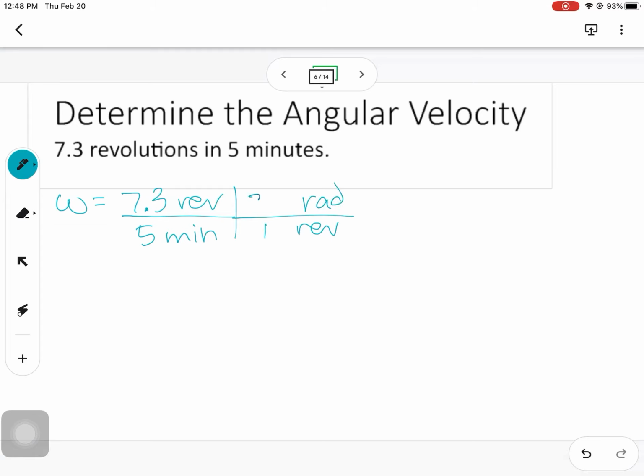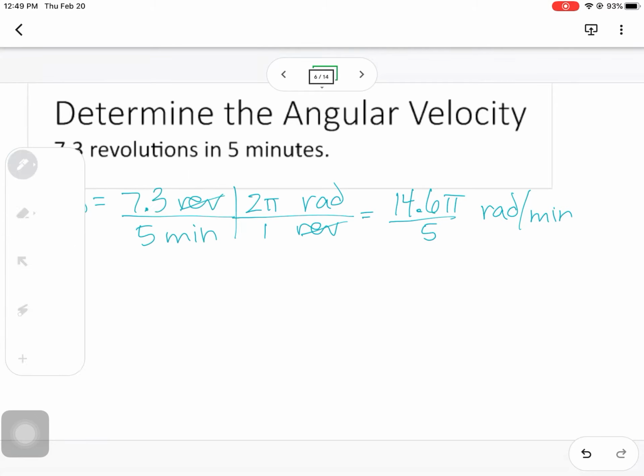I'm going to do it just like before, where I'm making sure that my revolutions cancel. The nice thing about doing it this way is that now I can see that my units are currently radians per minute. This problem doesn't give me a unit of time, so I can just use that. I'm going to multiply straight across. I always leave my pi out of it. So I'm going to do 14.6 pi over 5, and this would be radians per minute. I keep my angular velocity exact because you're going to use it again in a minute for our third step, so I will never round this number.